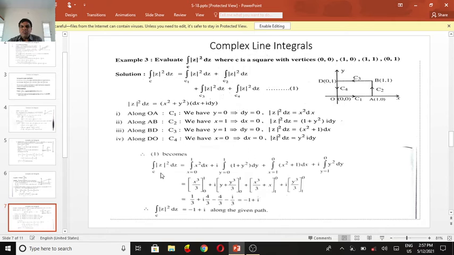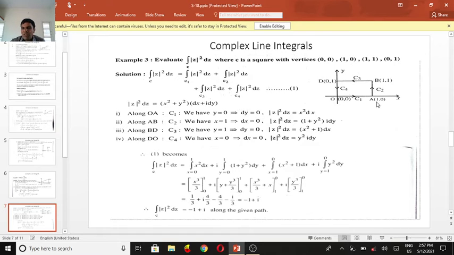So the integral over C of mod z square dz is equal to the integral of C1 plus the integral of C2 plus the integral of C3 plus the integral of C4. Substituting, in the line C1, x varies from 0 to 1, so along C1 we get x square dx. Plus, along the line C2, which is the imaginary axis, plus i times the integral with y from 0 to 1.